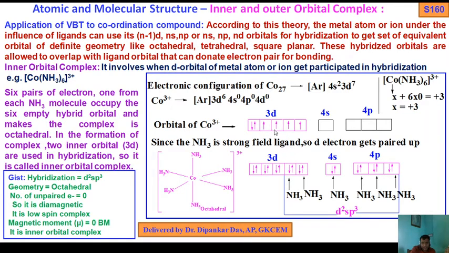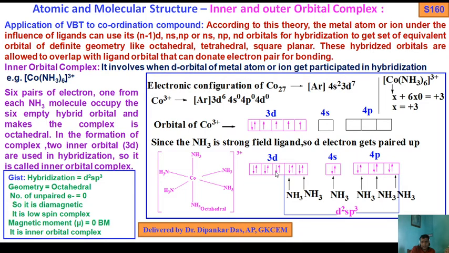After here, if you see 4 unpaired electrons, but due to the presence of a strong field ligand, these 4 unpaired electrons get paired up. So here 2 d orbitals remain vacant, so there are no unpaired electrons. All electrons are paired up before the hybridization takes part. So the number of unpaired electrons is 0, so it is diamagnetic. So it is a low spin complex.